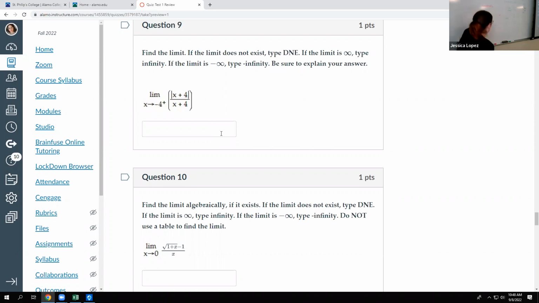Out of curiosity, what number should I use if it was a minus? If it had said from the left? Negative what? 4.1, and then negative 4.01, and getting closer and closer to that number, right? So what was the answer? 1. Be careful and pay attention to that, because I have a feeling that this one's on there, but I can't remember if it's a plus or minus.